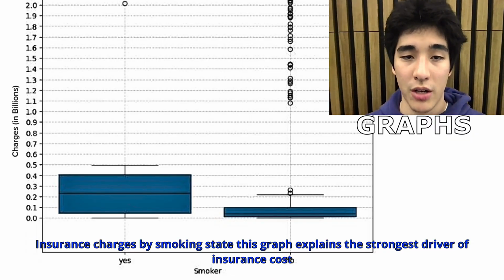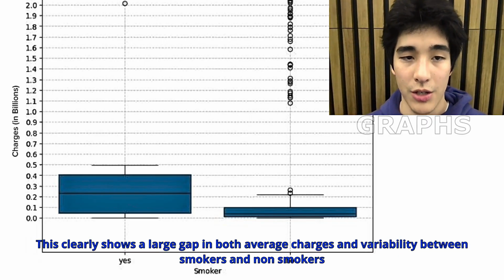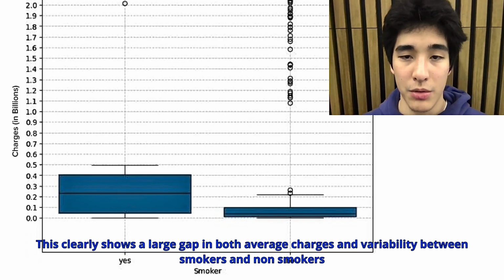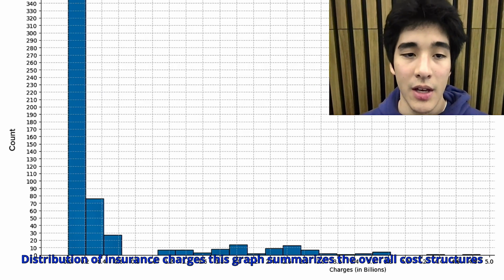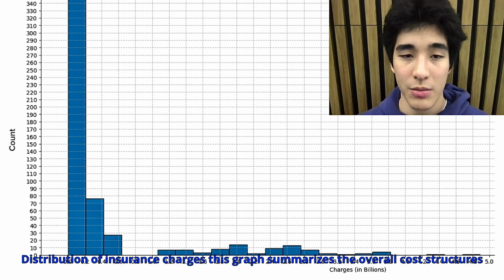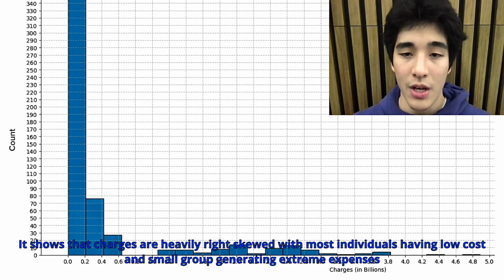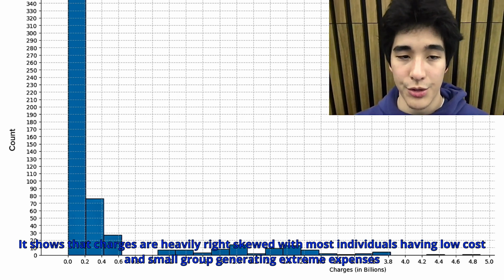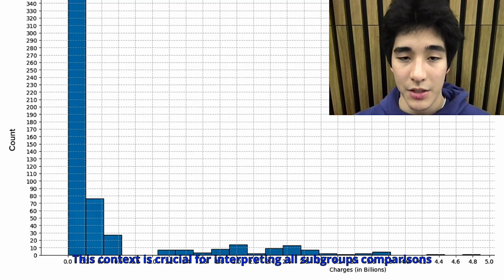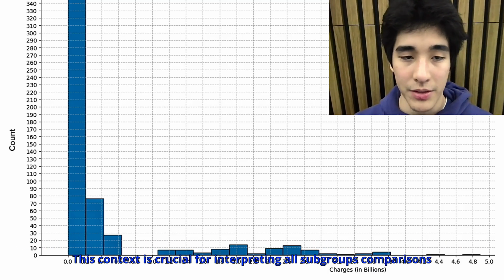This graph explains the strongest driver of insurance costs. It clearly shows a large gap in both average charges and variability between smokers and non-smokers, which dominates most other effects in the data set. Distribution of insurance charges. This graph summarizes the overall cost structure. It shows that charges are heavily right-skewed, with most individuals having low costs and small groups generating extreme expenses. This context is crucial for interpreting all subgroup comparisons.